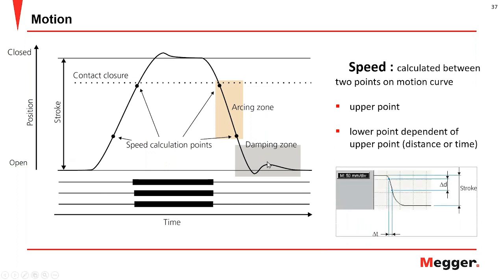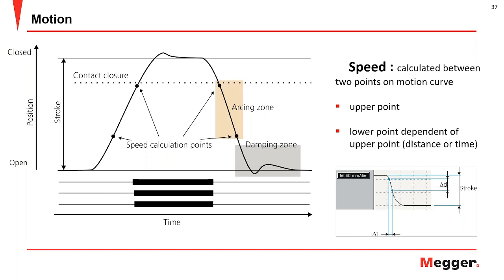So the speed is calculated between 2 points on the motion curve. Usually the upper point is defined as the distance in length, degrees or percentage of movement from the breaker's closed or the breaker's open position, or the contact closing or contact separation point. And the lower point is determined based on the upper point, using different criteria which are dependent on the constructive type of the circuit breaker.